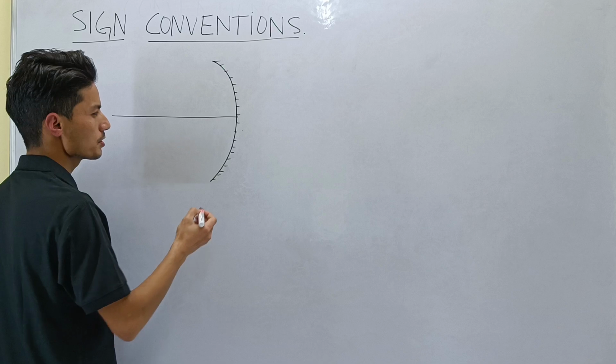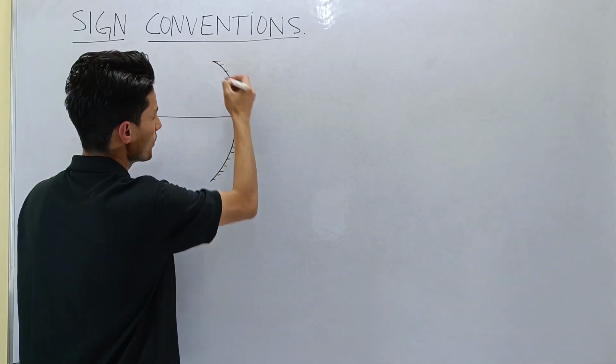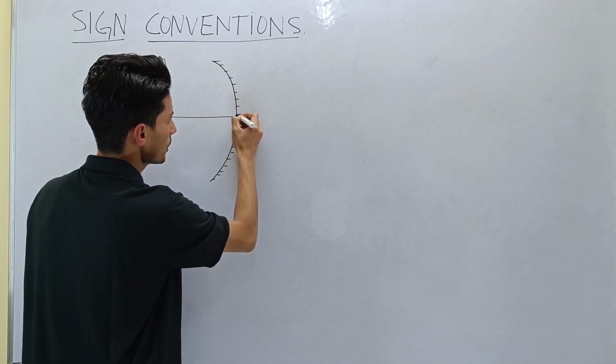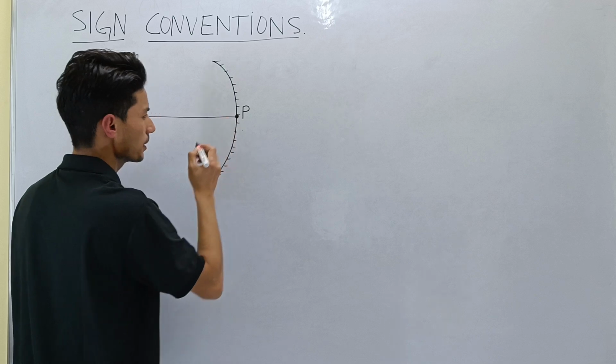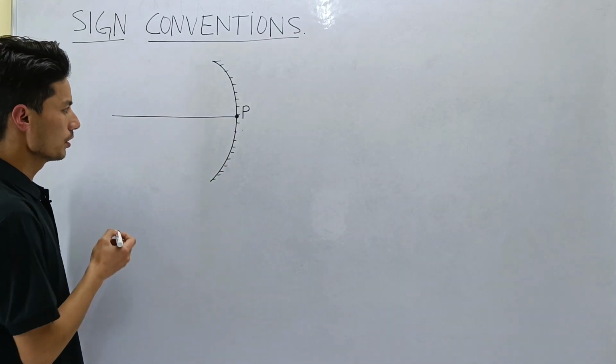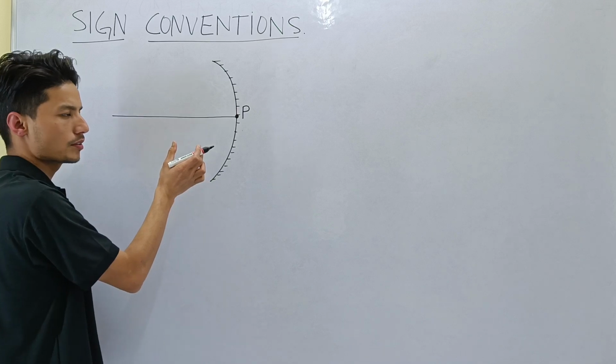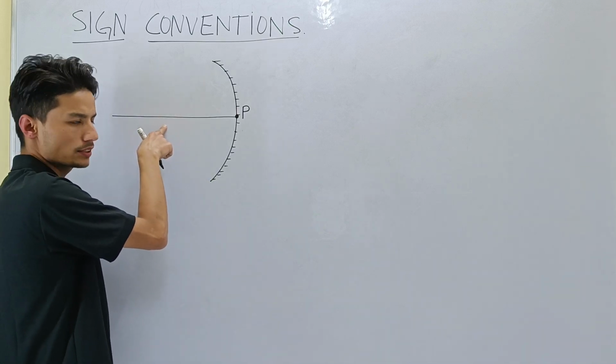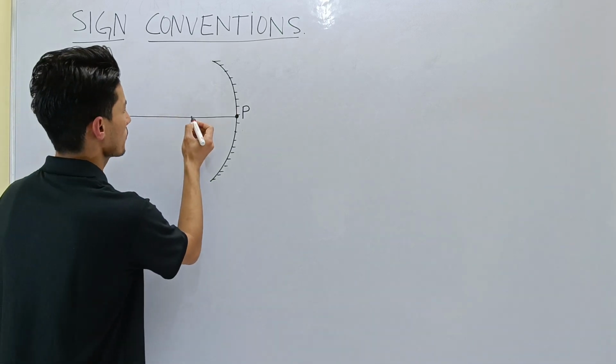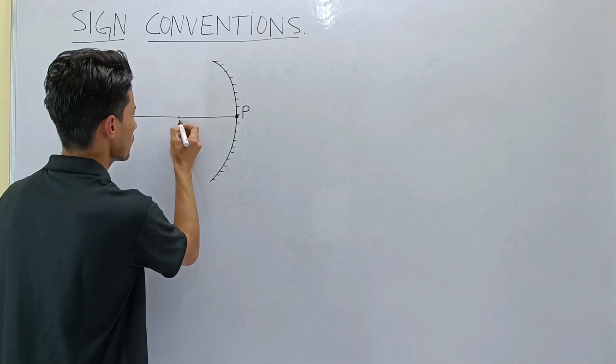The point where the principal axis touches the mirror is called the pole. Mark it with capital P, capital P for pole. Now label the different points which are found on the principal axis. Which are the points? We have the focus. So let's put the focus here.